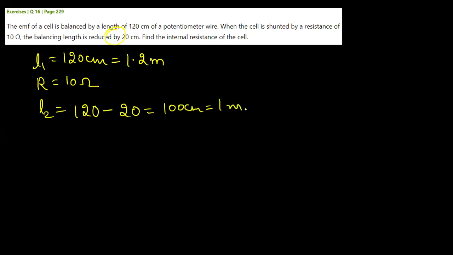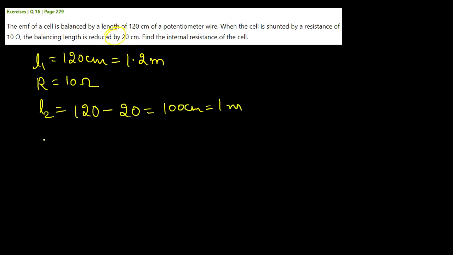Reduced by 20 means whatever value there was initially, you have to subtract the 20 centimeter from that. So initially that was 120 centimeter. Now you subtract 20, 120 minus 20 is 100. If it was said that the balancing length is reduced to 20 centimeter, then L2 would have been 20. There is a difference between 'by' and 'to'.